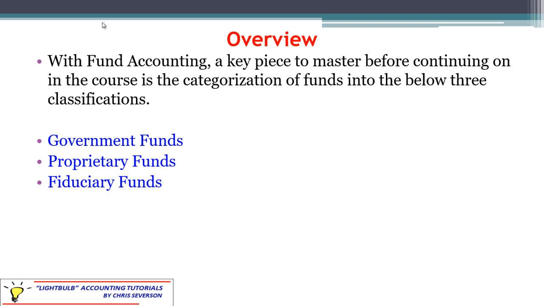And before we move much further, we have to be able to identify what funds we have and how they fit into the below three classifications. So that's a key element of fund accounting, which in itself is a key element of government and not-for-profit accounting. The three categories that we have here are governmental funds, proprietary funds, and fiduciary funds. We're going to see how each of the fund types fall into these classifications.